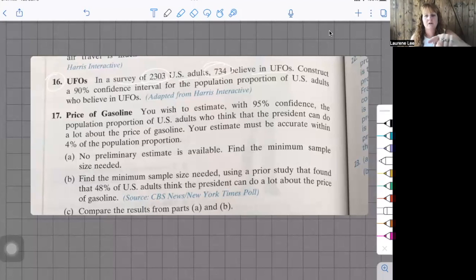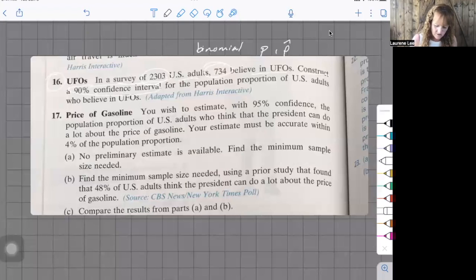And I go, let's see, we're asking people if they believe in UFOs. So if somebody said, do you believe in UFOs? I would answer yes or no. That means that it's binomial. And that means that I'm working with P and P hat instead of mu and X bar. So that's what designates this as a 6-3 problem, okay? And it wants to construct a 90% confidence interval for this population proportion.